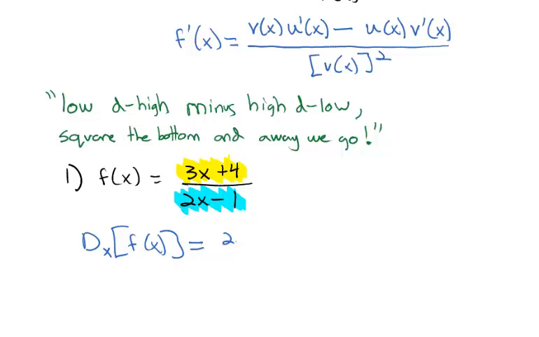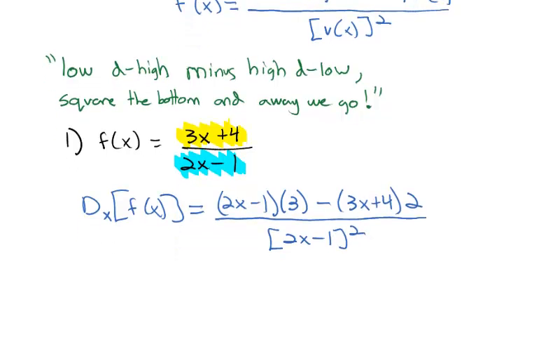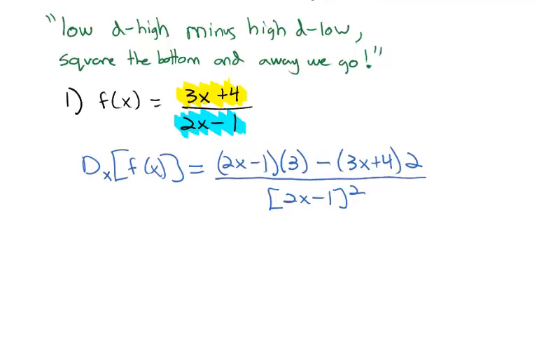So the low is 2x minus 1. D high, the derivative of the top, we should know is 3. Minus high, the top is 3x plus 4. D low, the derivative of the bottom is 2. All over, square the bottom, and away we go. The bottom is 2x minus 1. We're going to square it. That's our derivative.